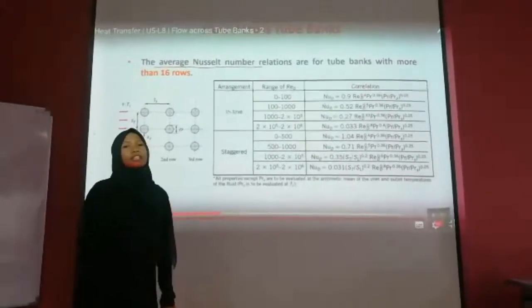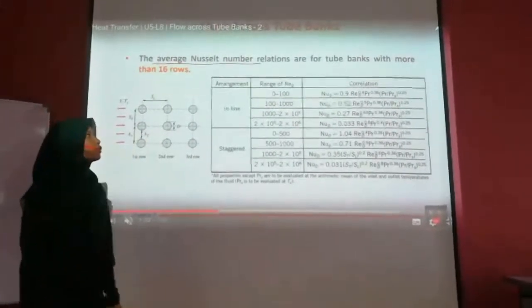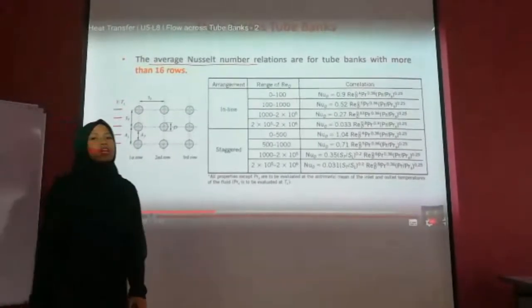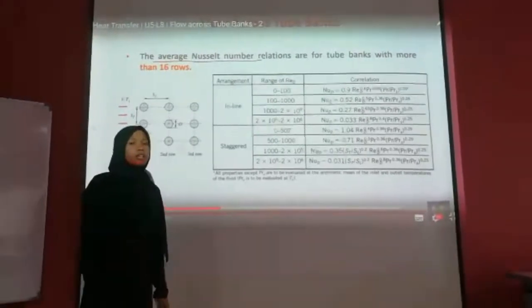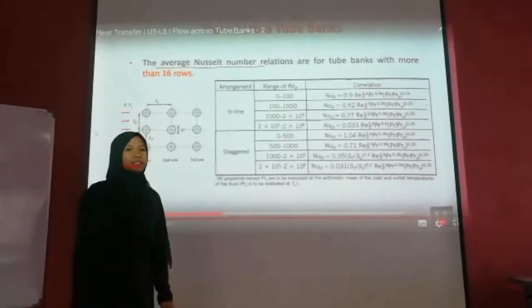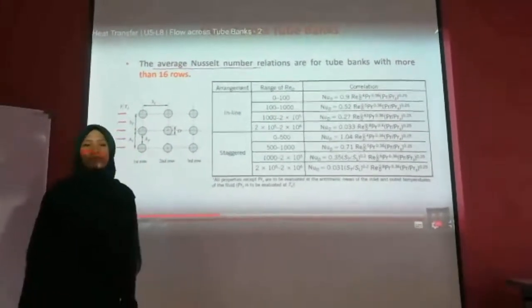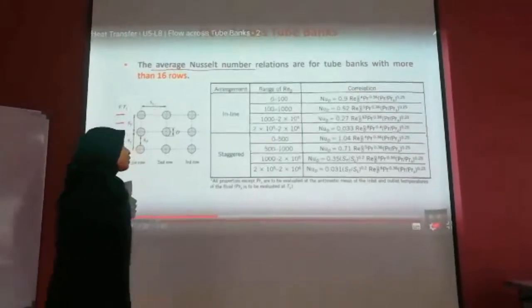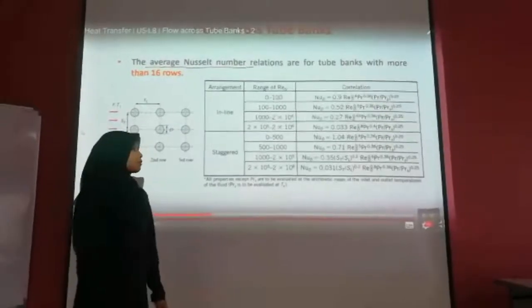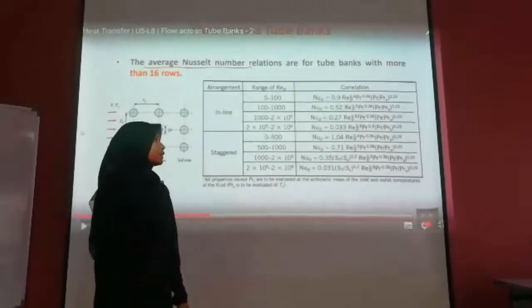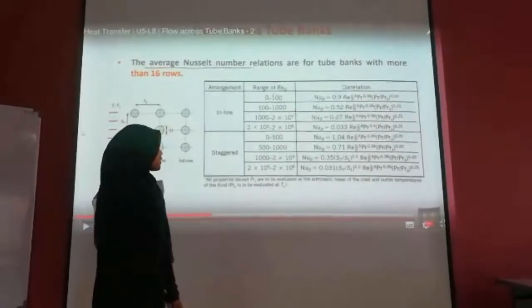The average Nusselt number correlations are for tube banks with more than 16 rows. This value can be calculated and can be seen in Table 7.2. All properties except Prandtl surface are to be evaluated at the arithmetic mean of the inlet and outlet temperature of the fluid.